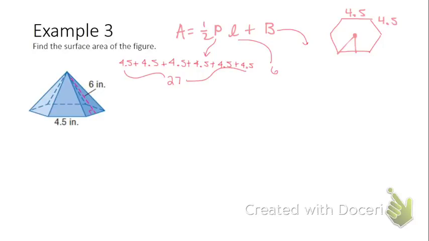What is 4.5 divided by 2? It's not 2.2, it's 2.25. So our little triangle has a 2.25 half base here. Do you guys see that?